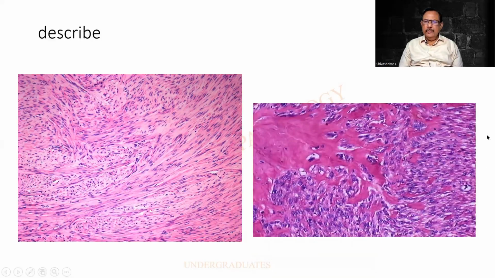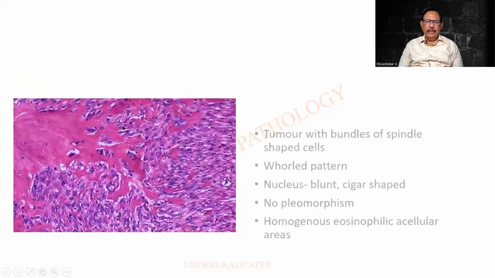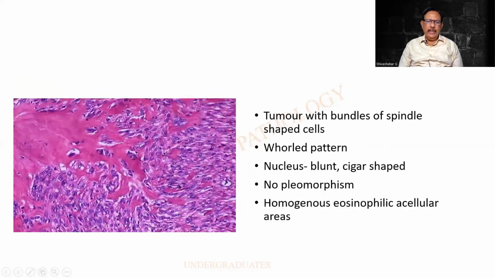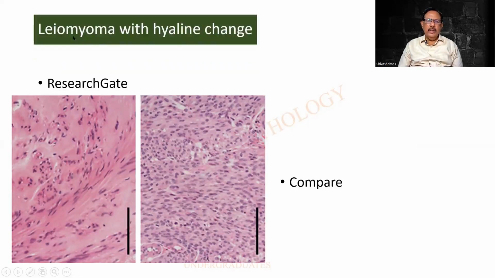Compare this with this. This is also a leiomyoma, but I am finding some acellular pink material in this. So what can it be? This is one: tumor cells in bundles, spindle-shaped cells, and a whorled pattern. The nucleus is blunt and cigar-shaped. No pleomorphism, and homogeneous eosinophilic acellular areas are there. So compare both. This is the previous one and this is the present one. Note this pink acellular material, and the diagnosis is leiomyoma with hyaline change.